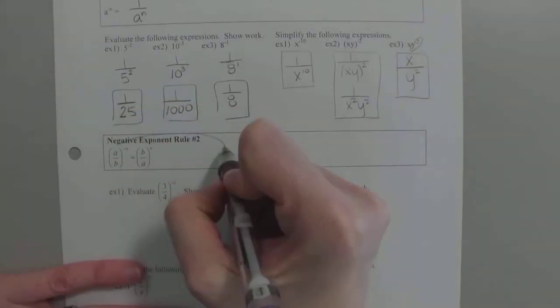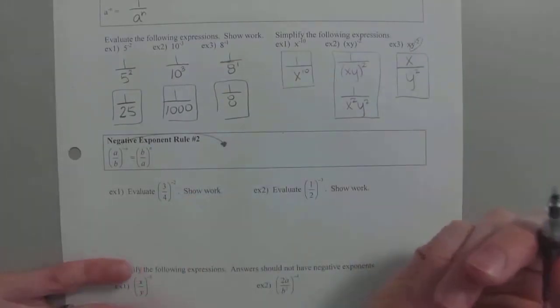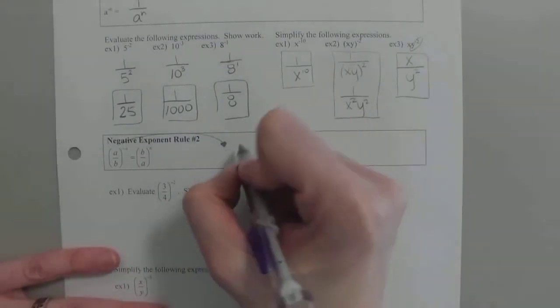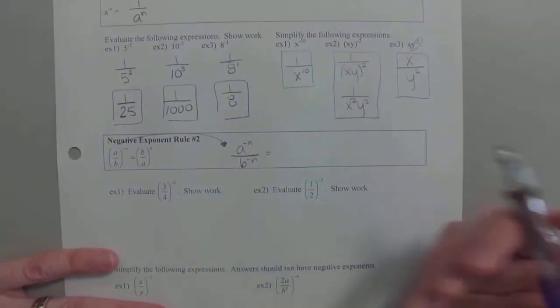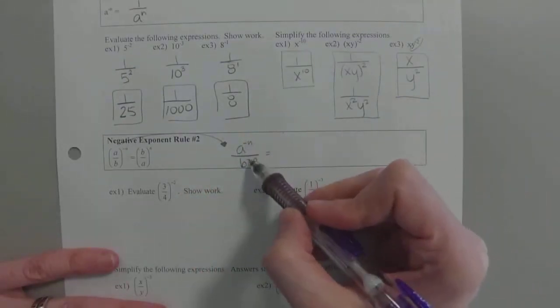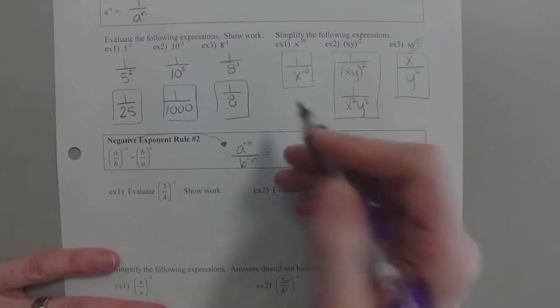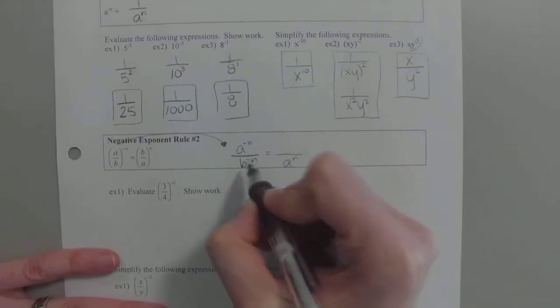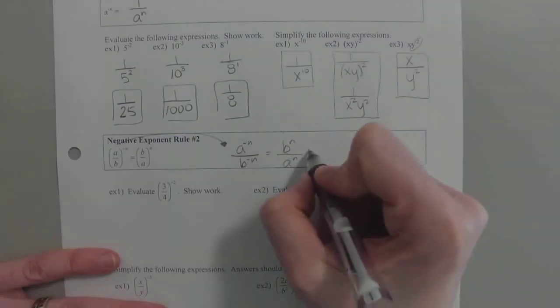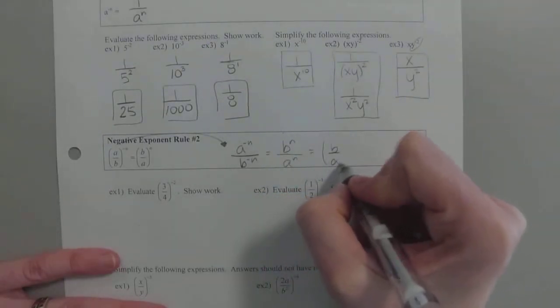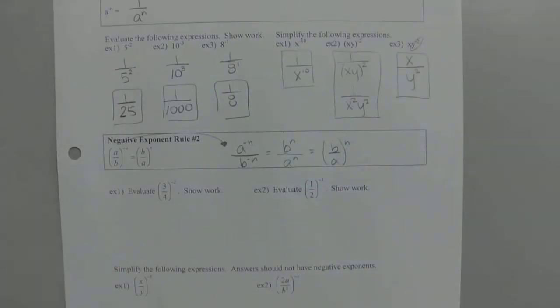Because I'm going to kind of go off to the side and show you what it is. If we had this, we can use our rule from the last section where we can kind of distribute, right? So this is a to the negative n over b to the negative n. But what you want to notice is the negatives mean I'm in the wrong spot. So it means the a needs to go down below, and the b needs to go up above. But guys, that's the same thing as b over a all to the n.